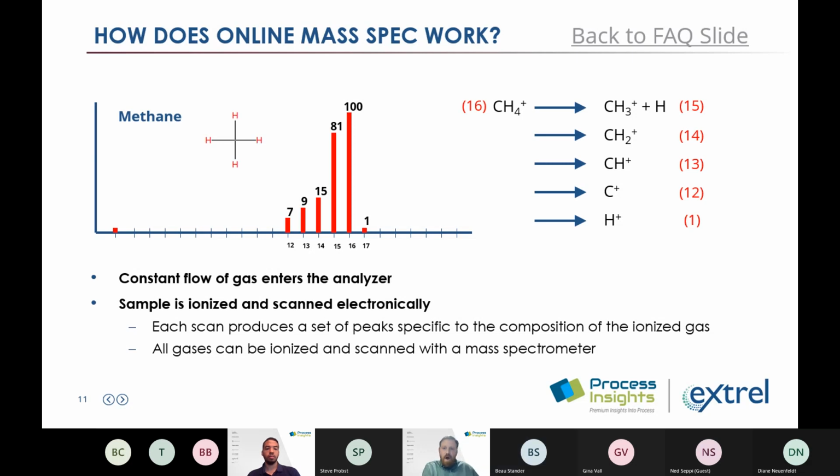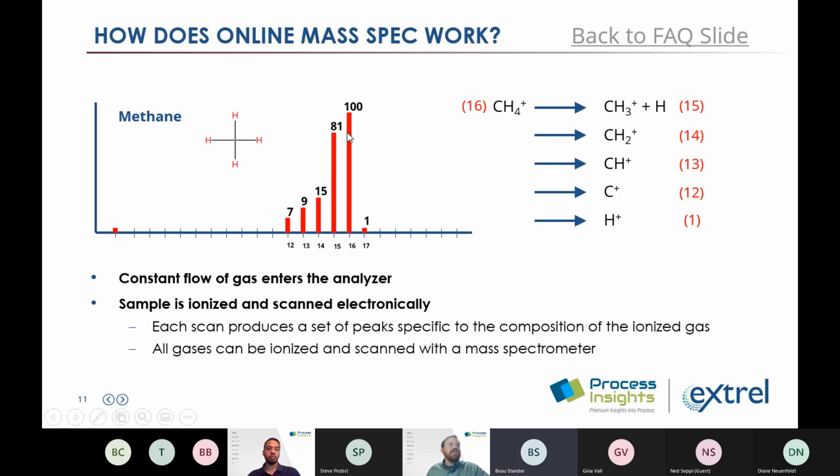Alternatively, the mass spec takes all of that sample into a vacuum chamber all at the same time. It ionizes it and then scans it electronically. The result is that each molecule, when it reaches the detector, produces a unique fingerprint, which is called the mass spectrum. That's why it's a mass spectrometer. And here you can see the mass spectrum for methane, a really common flare gas component.